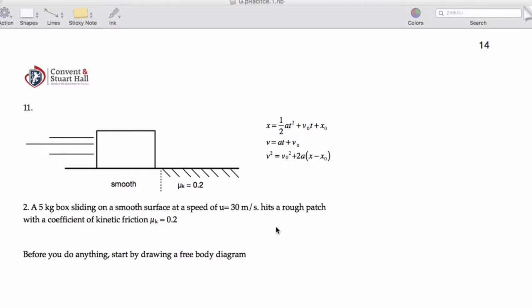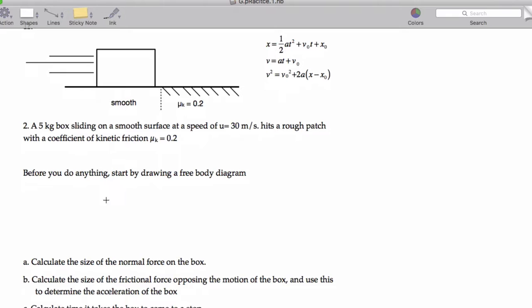Alright, so a block is on a smooth surface, and then it hits a rough patch with a coefficient of friction of 0.2, and that's kinetic friction, which means this is the friction that affects it when it's moving. And before we do anything, we want to start with the free body diagram. And just to be clear, we're drawing a free body diagram of it on the rough patch. I should have been clearer about that, but now you know.